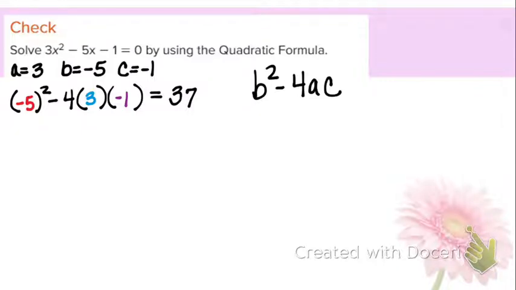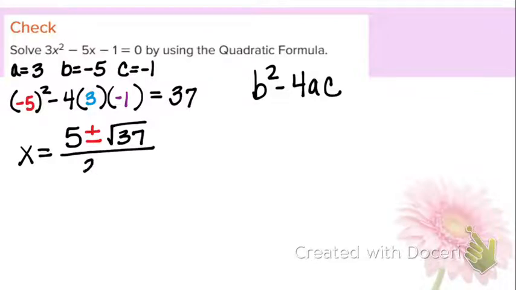So now let's do the entire quadratic formula. Well, actually, let me back up a little bit. So we have x equals the opposite of b. So b is -5. What's the opposite of -5? +5. So you should have a +5 plus or minus the square root of 37, and that's divided by 2 times a.